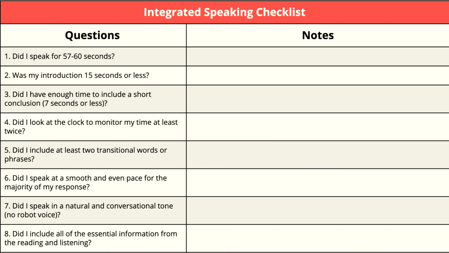Here's a checklist for you to use that you can use on your own. The first one is, did you speak for 57 to 60 seconds? You want to try to get to that 58, 59 second mark.